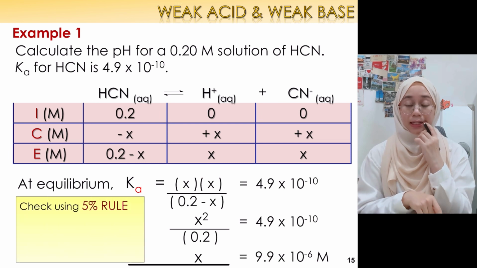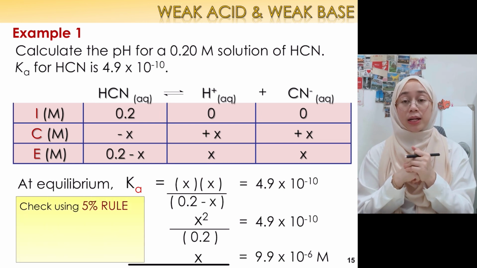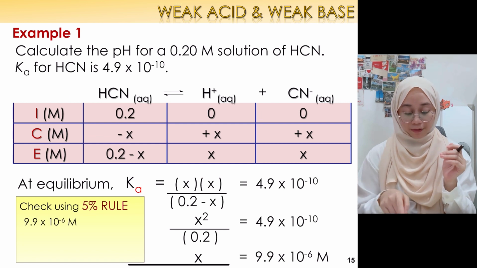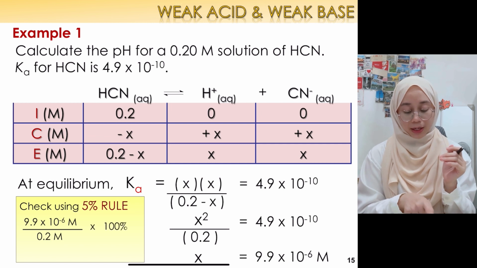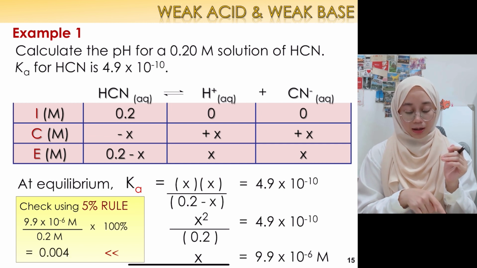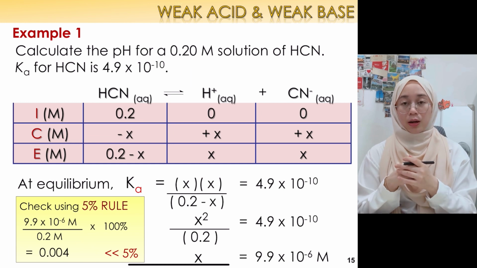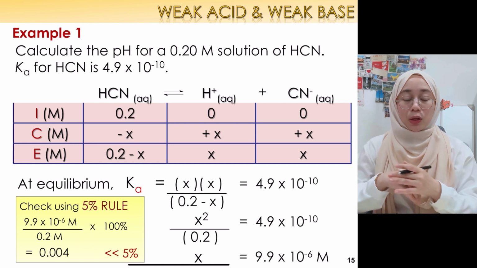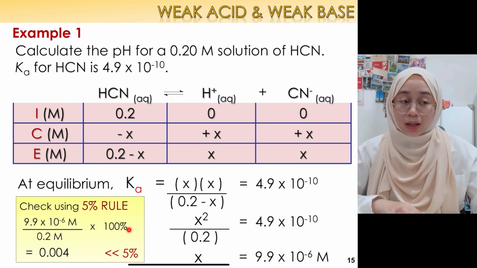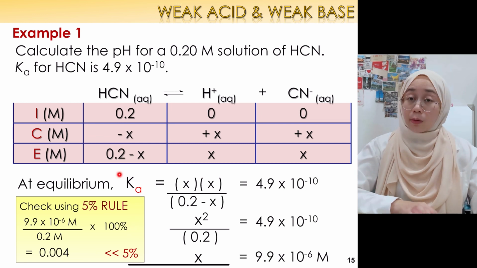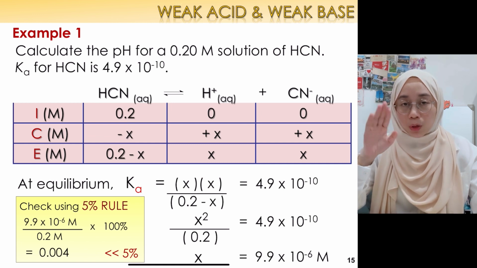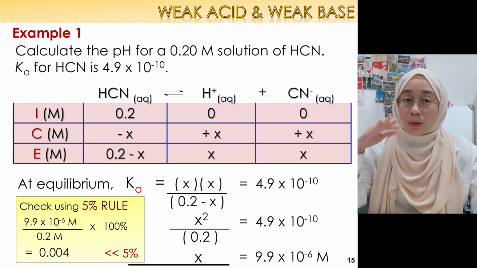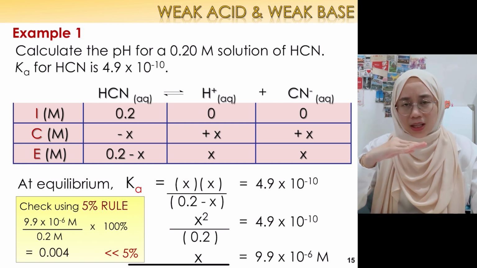Therefore, okay, kat sini dia check using 5% rule tu sama ada boleh assume ataupun tidak. So bila kita check value x ni divide by the initial concentration which is 0.2, okay, darab dengan 100%, kita dapat less than 5% value dekat sini. So meaning we can use the assumption then. Tapi to be honest, is it necessary untuk check the 5% rule? Tak perlu pun. So the one yang dalam kotak kuning ni tak perlu buat pun. Okay class, as long as kamu jumpa je Ka value ataupun Kb value with exponent negative 5 and below, assume je. Okay, you can simply assume.